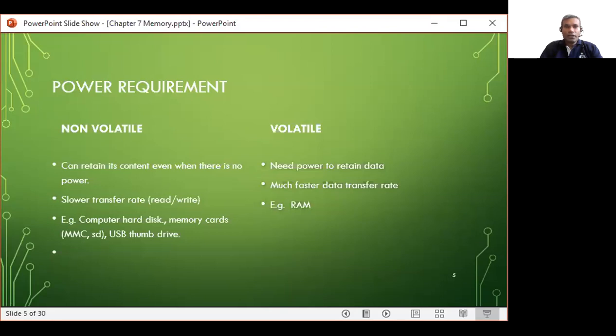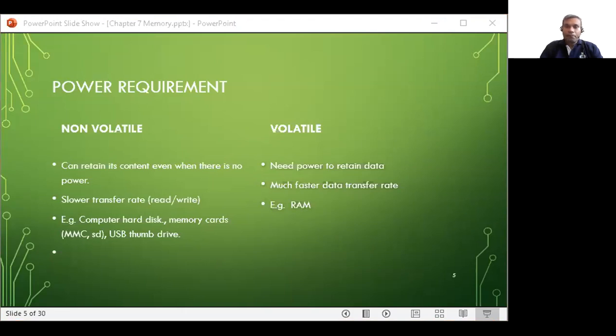Similarly, if you look at a USB drive, a USB drive doesn't have a battery or anything, but it's still able to store the data. On the other hand, certain memories are called volatile memories. In volatile storage, you need constant power to keep the data stored.